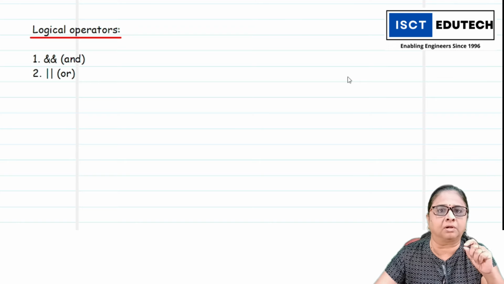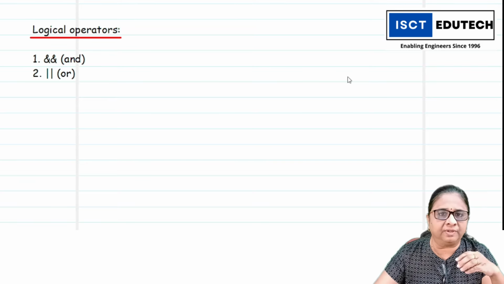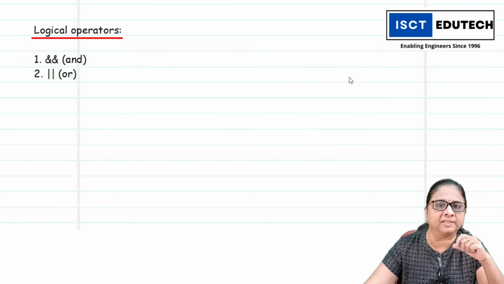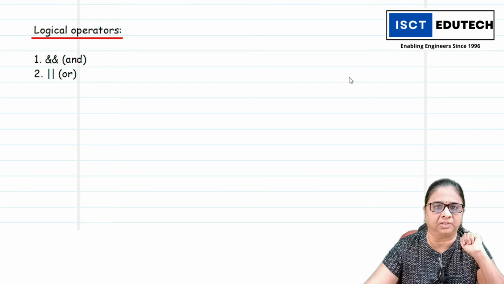Logical operators are also used when you want to check for multiple conditions simultaneously. So, we saw previously how to use nested if to check for multiple conditions simultaneously. But a better way of doing that is by using the logical operators. Let's start with the first one, AND.